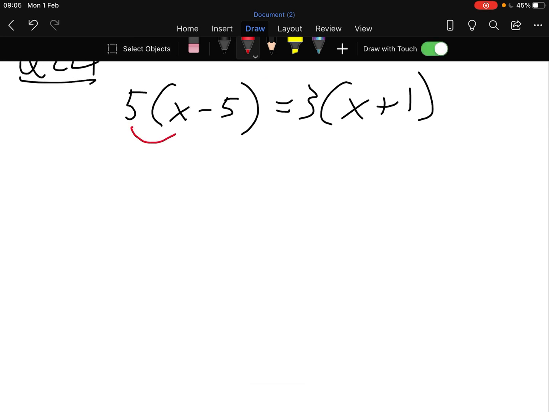So 5 is going to have to go into x, and 5 is going to have to go into minus 5, not 5. There's a mistake there that a lot of people make. 3 is going to go into x, and 3 is going to go into 1.